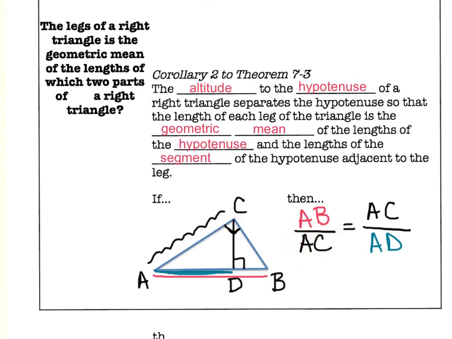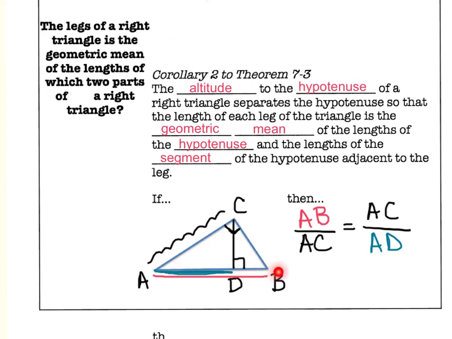Again, it says the geometric mean of the lengths of the hypotenuse. So our hypotenuse is here, the AB, and of the segment of the hypotenuse adjacent to the leg. So adjacent means next to. So it's also the geometric mean of AD, which is right here, which is the segment or part of the whole hypotenuse that is closest to the leg that we're talking about.